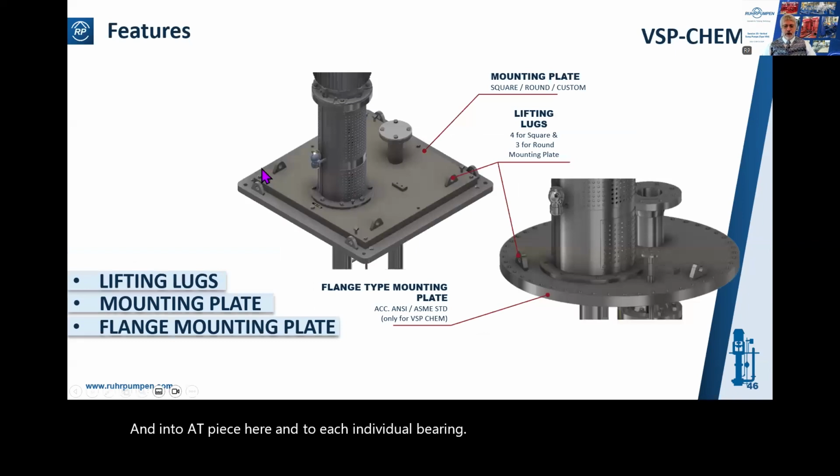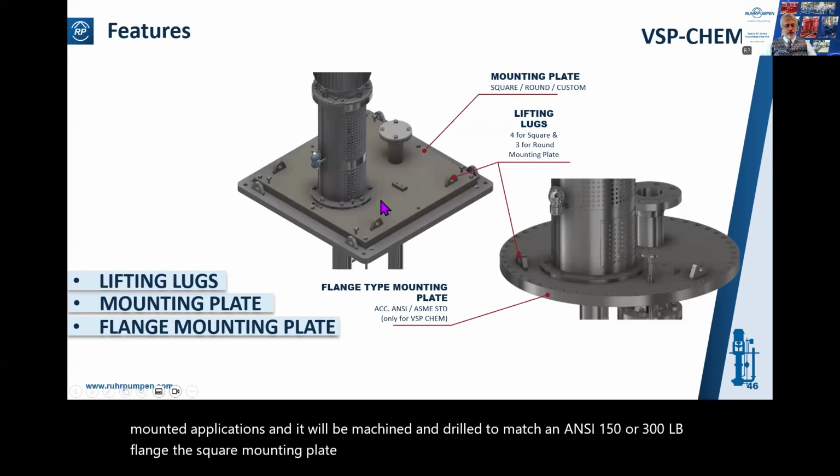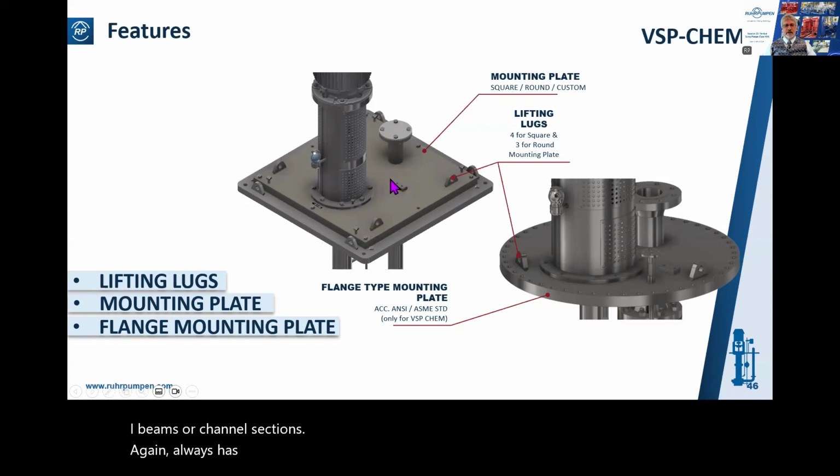The mounting plate might be square or circular. The circular plate is supplied for tank-mounted applications, and it will be machined and drilled to match an ANSI 150 or 300-pound flange. The square mounting plate is typically used on open tank installations, where it sits on I-beams or channel sections. Again, always has lifting lugs and grounding lugs.